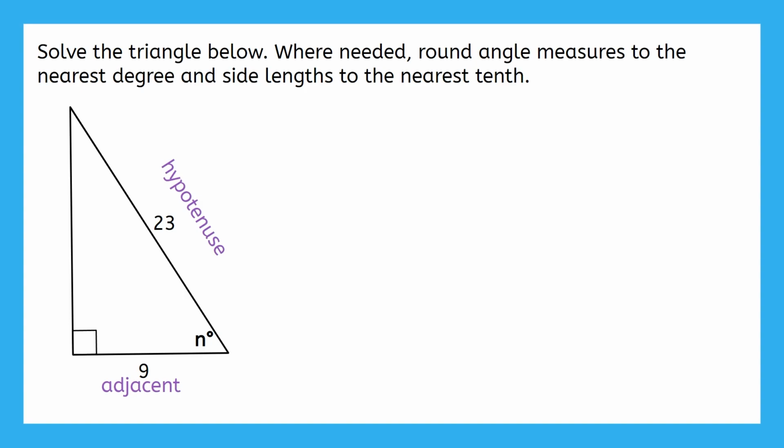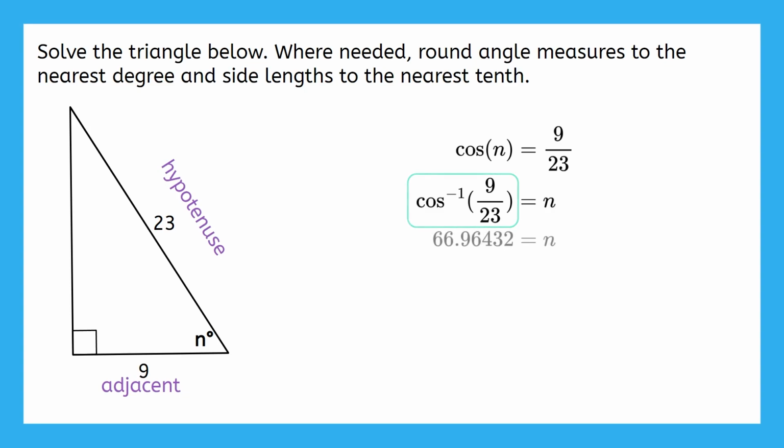I can set up my cosine equation to give me this, and then I can rewrite this equation using inverse cosine to be able to isolate n. Now I can put this expression into my calculator, which gives me back a decimal approximation for n. Based on the directions, I need to round this to the nearest degree, so my final answer for n would be 67 degrees. And with that, we have one variable left.